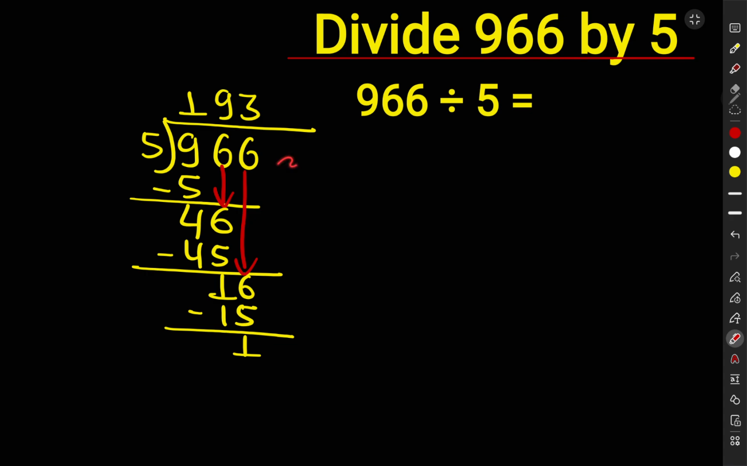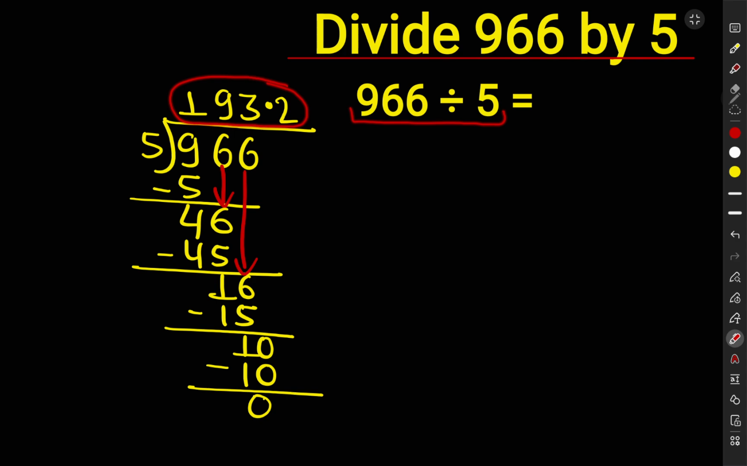So now we have no other number to put down. So we put here a decimal, so that we put 0. So it is 10 and 5 times 2 is 10. On subtracting we get 0. So 966 divided by 5 is 193 decimal 2.